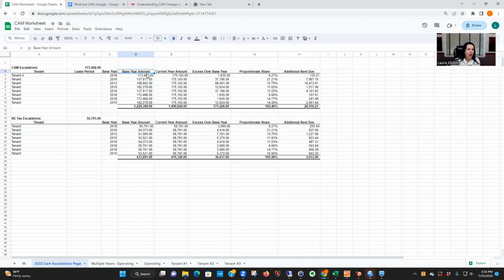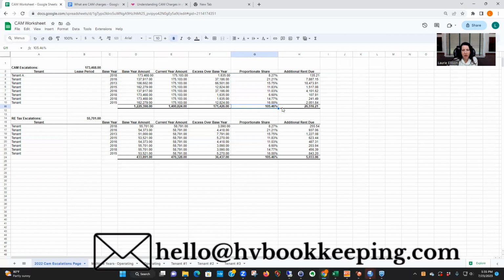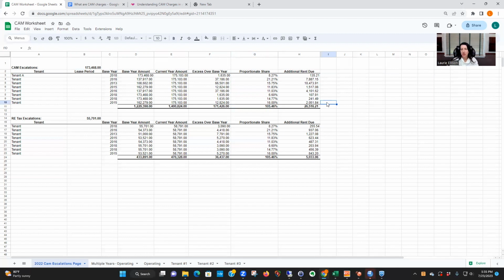Then they went way up by 2018. What we do is calculate the excess over base year: how much did expenses go up since the tenant moved in? Then we have the proportionate share. For whatever reason, this one goes over, probably because rounding is part of the problem. And then this determines, if you were doing this, how much they need to pay ahead. Now, a couple of things.